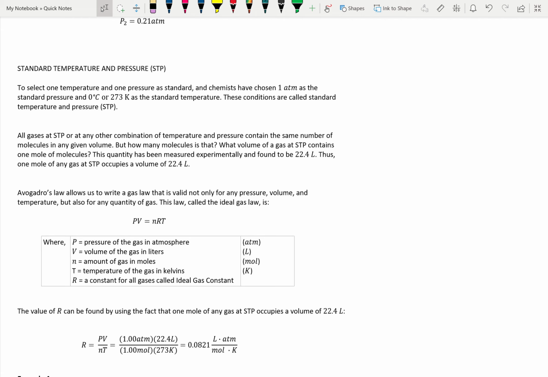Avogadro's law allows us to write a gas law that is valid not only for any pressure, volume, and temperature, but also for any quantity of gas. This law is called the ideal gas law. The ideal gas law is PV equals nRT. P is our pressure in atmospheres, V is our volume in liters, n is the amount of gas in moles, R is a constant for all gases called the ideal gas constant, and T is the temperature of the gas in Kelvin.